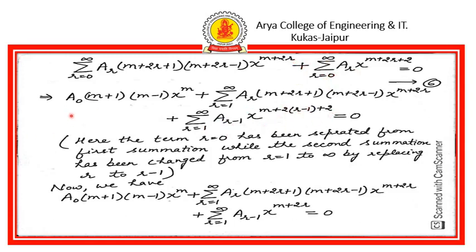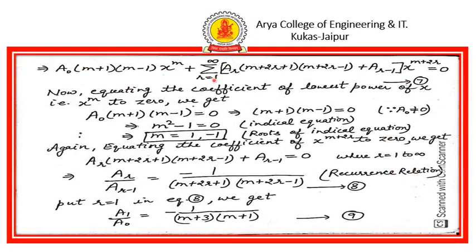Now we calculate the terms and we find this equation. And we see that in both the summation terms, the power of x is the same, that is m plus 2r. So, we take the common term, summation r equals 1 to infinity and x to the power m plus 2r, in both the summation terms. Now we have equation number 7.